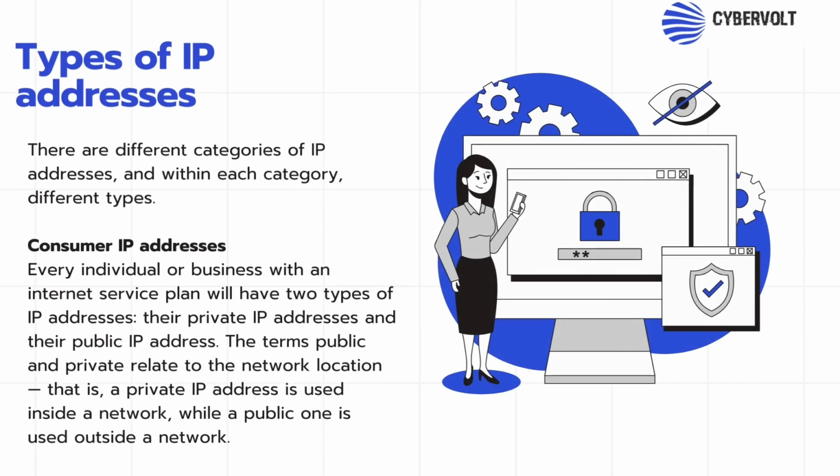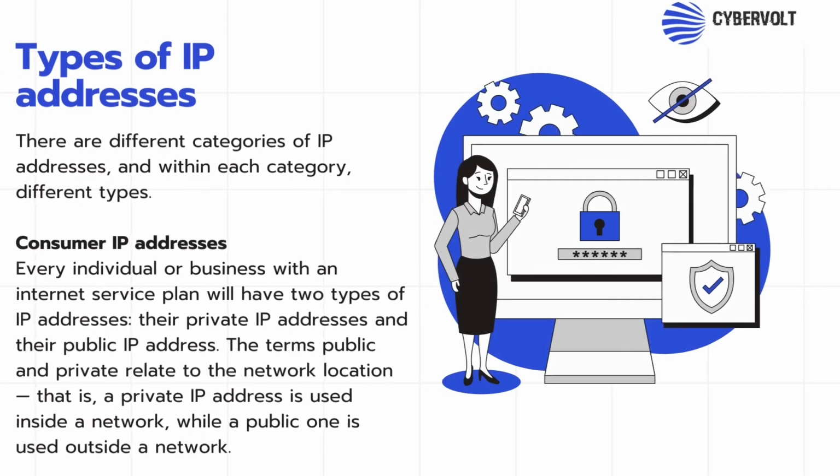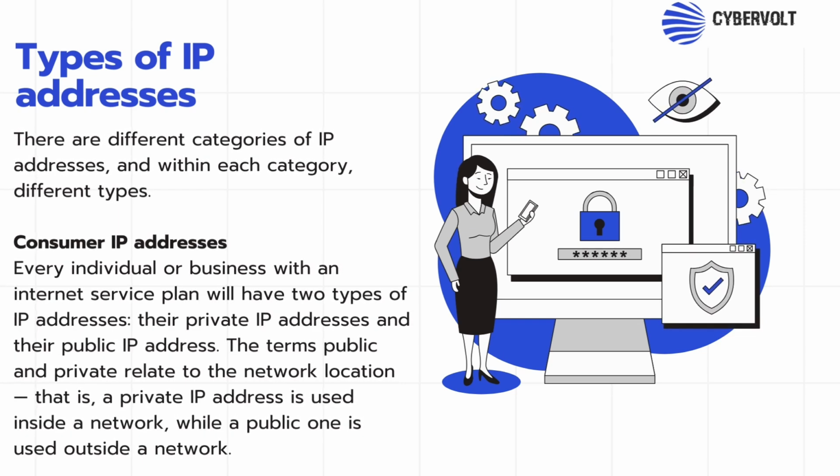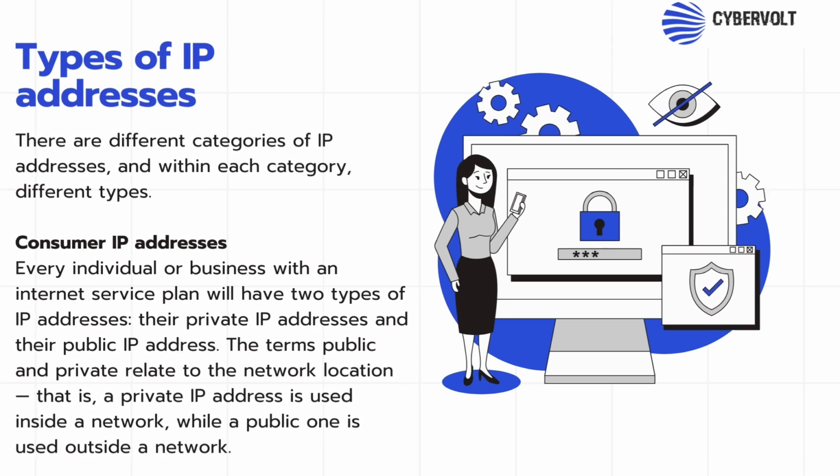Types of IP addresses. There are different categories of IP addresses, and within each category, different types. Consumer IP addresses. Every individual or business with an internet service plan will have two types of IP addresses, their private IP addresses and their public IP address. The terms public and private relate to the network location, that is, a private IP address is used inside a network, while a public one is used outside a network.